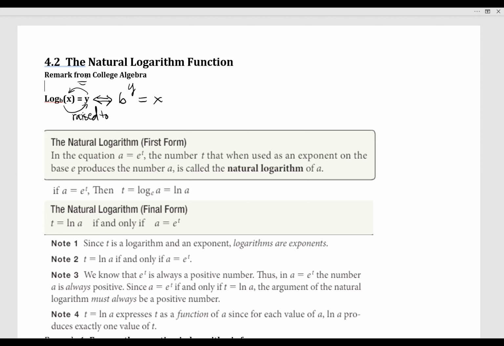If you still don't know what the log means, I'm going to say the log means: what is the power of base b to get to x, something like that.